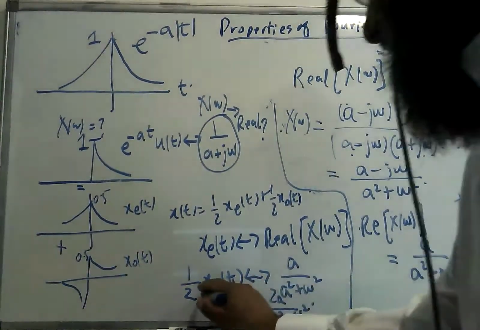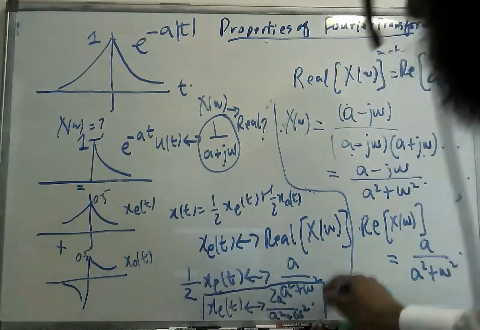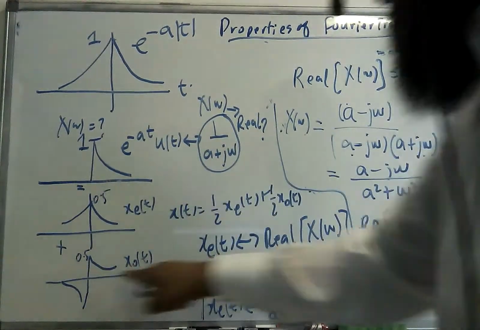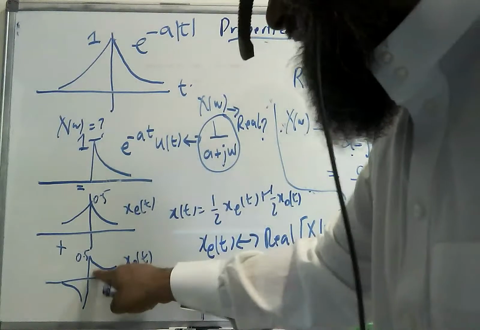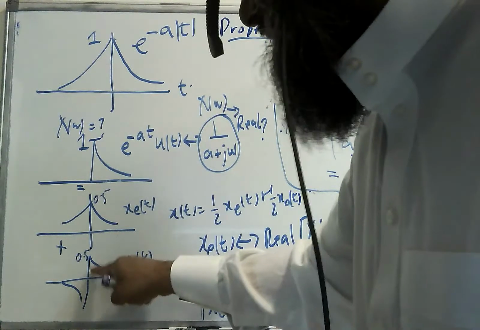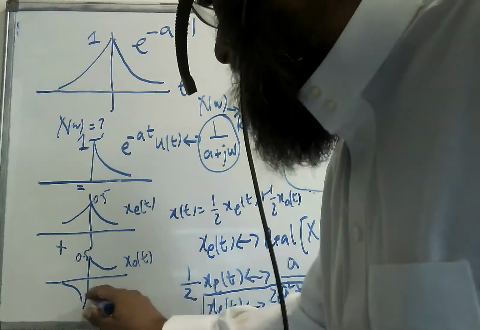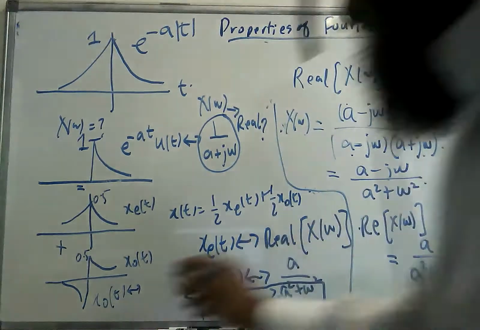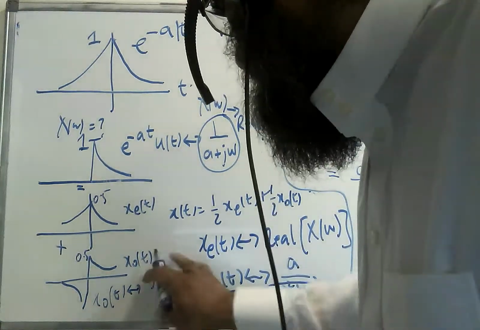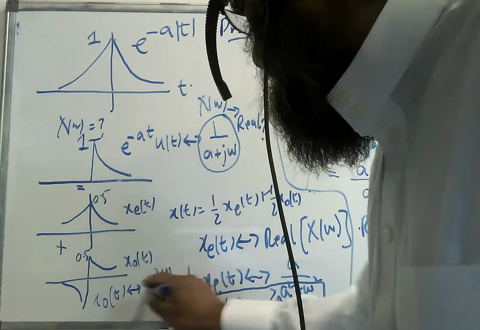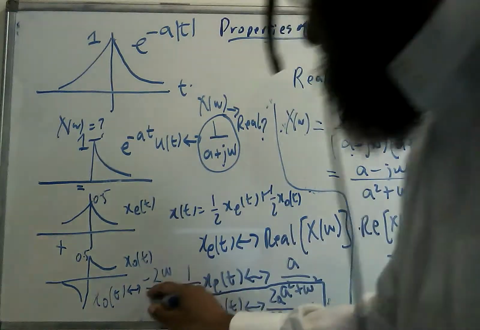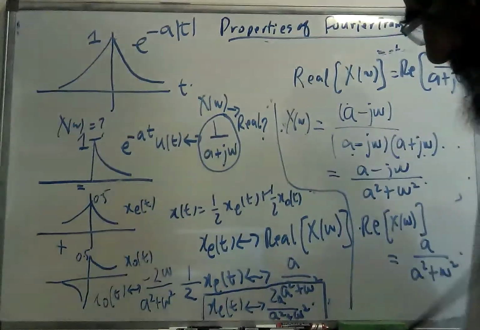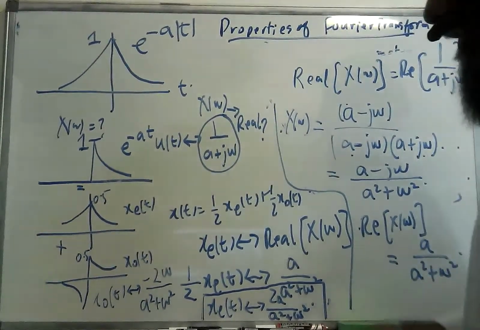So this is my final result. This is the Fourier transform of this function. What is the Fourier transform of this function? This is not in the question, but we can also find the Fourier transform of this function. It will be just j omega minus 2 omega divided by a square plus omega square. So in this way we can find the Fourier transform of some functions which have even and odd parts.